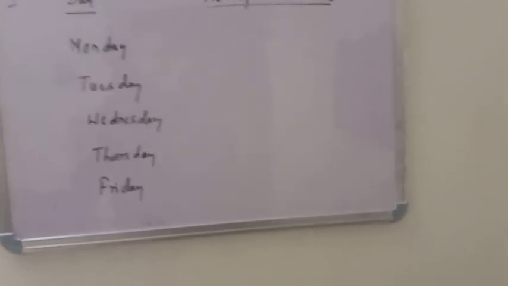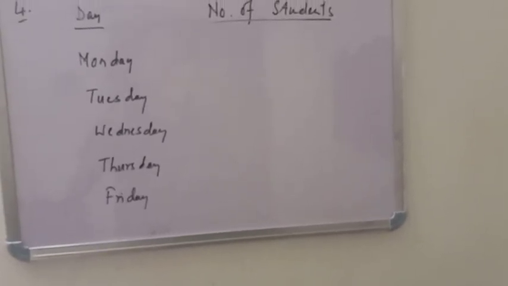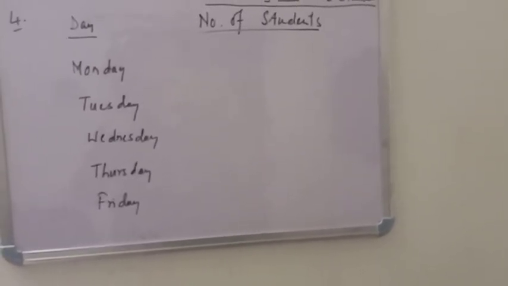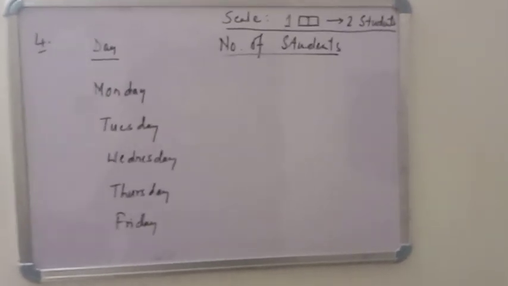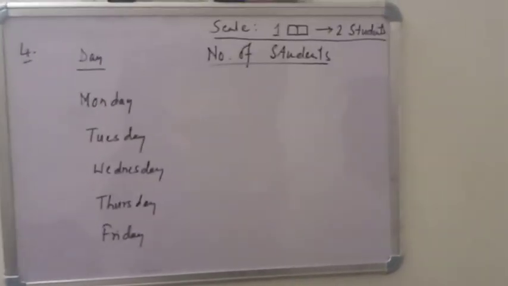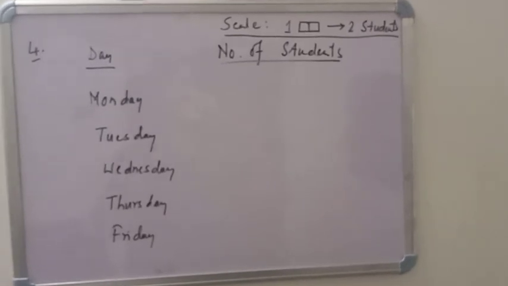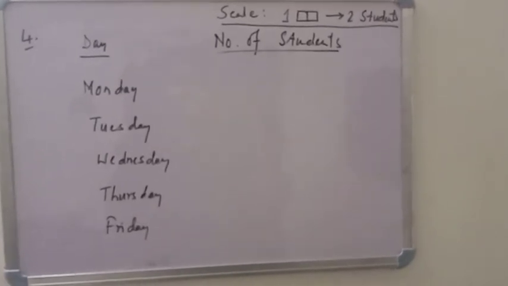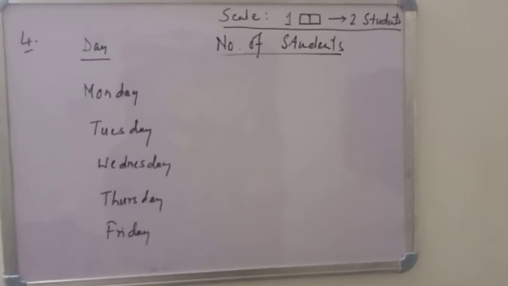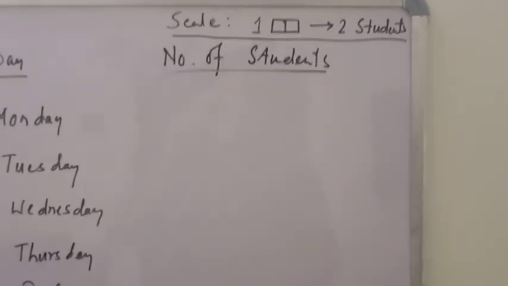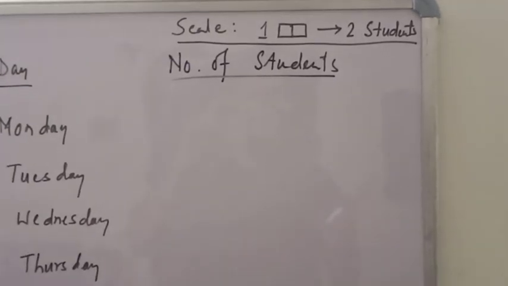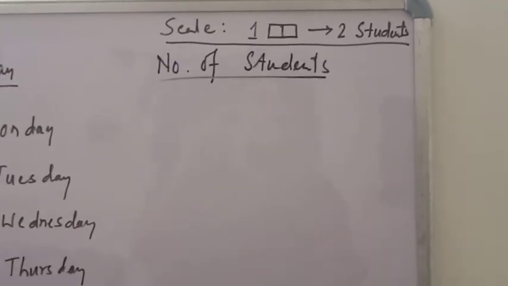You have to write the scale in every single sum when you are drawing the pictograph. Okay, data is given, you have to draw the pictograph, then you have to write the scale above the sum. You have to mention it, okay? Always you have to mention this, okay? Next, what is the scale? So one box implies 2 students, okay?